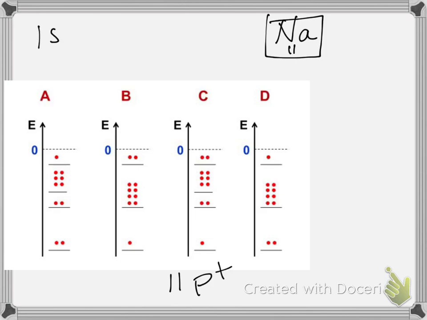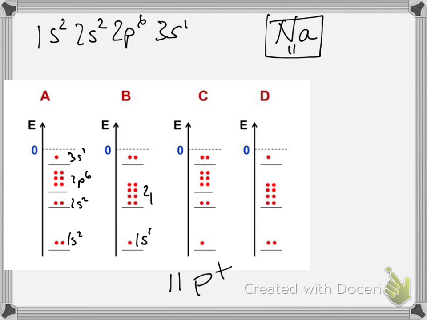So let's take a look at some of these orbits here. We know sodium is 1s2, 2s2, 2p6, 3s1. Alright, so we look at A, which is 1s2, 2s2, 2p6, 3s1. So A is looking good. What about B? 1s2, 2p8, and then 3s2, so B is definitely wrong.